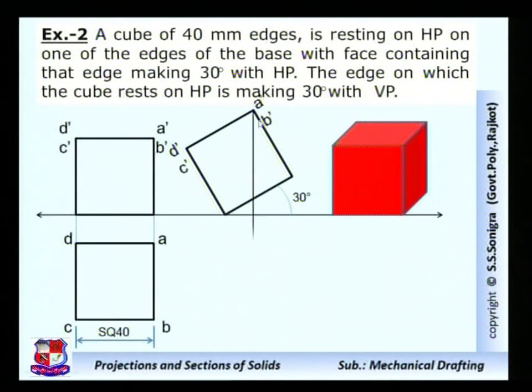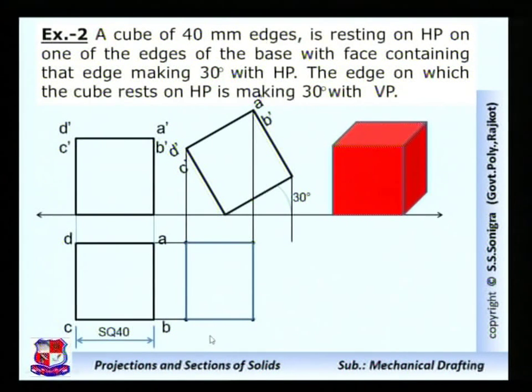Draw a vertical line from A dash and a horizontal line from point A. This is point number A. Similarly, to locate point B, a vertical line from B dash and a horizontal line from point B. So here point B would be there. Point C, C dash, C. Here is point number C and here is point number D. Join ABCD with straight lines, and as we are looking from the top, all these lines would be visible. Hence they should be drawn with full lines.